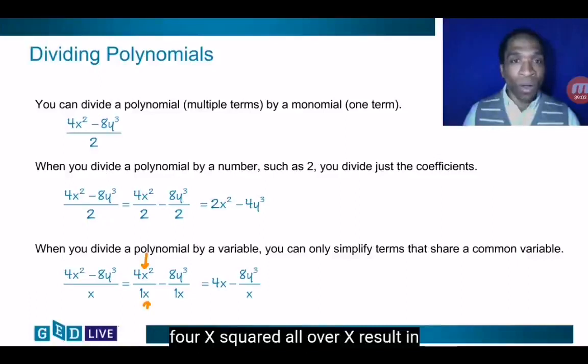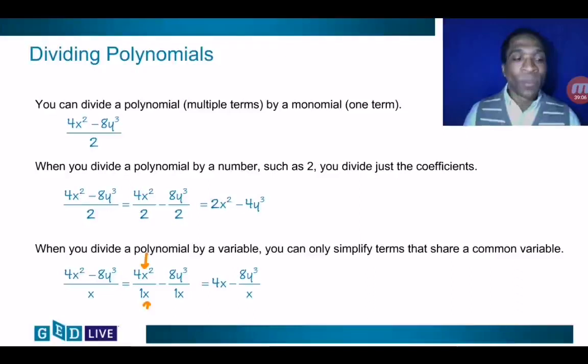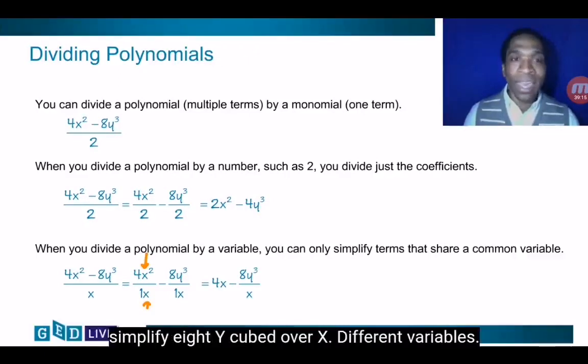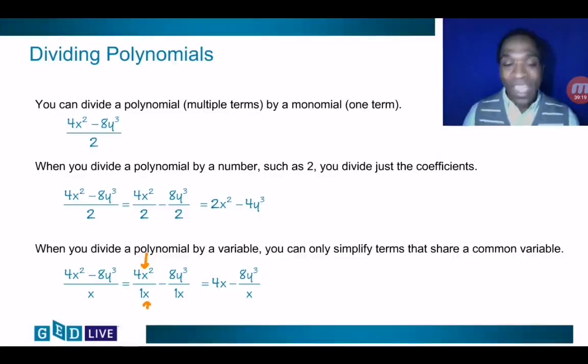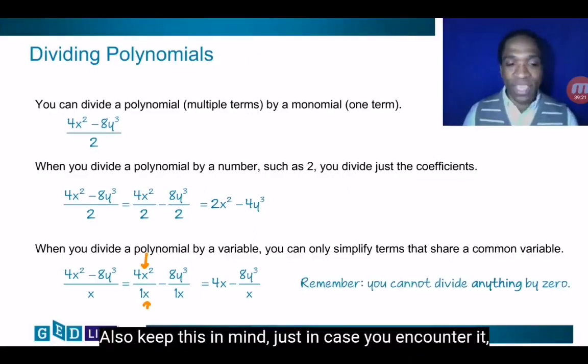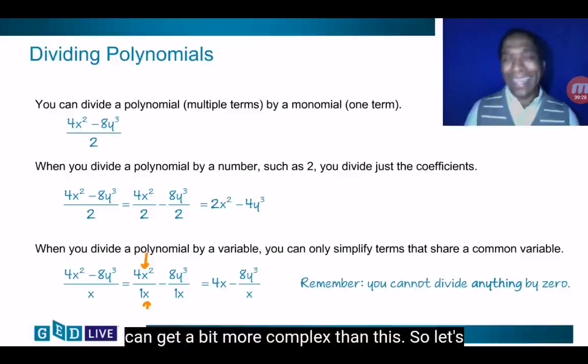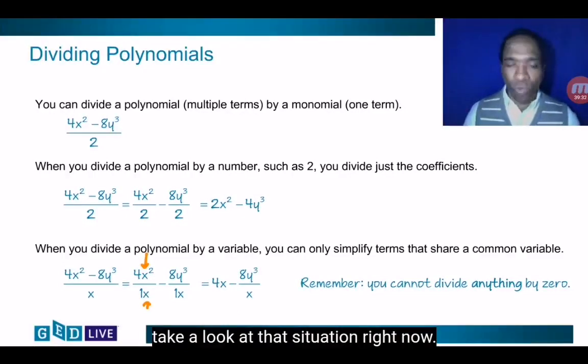4x squared all over x results in 4x, simplifying as we talked about, but we're subtracting the same fraction from before with the y in it. We cannot reduce, cancel, simplify 8y cubed over x, different variables. Also, keep this in mind just in case you encounter it. You can't divide anything by 0, okay? Now, dividing polynomials can get a bit more complex than this, so let's take a look at that situation right now.